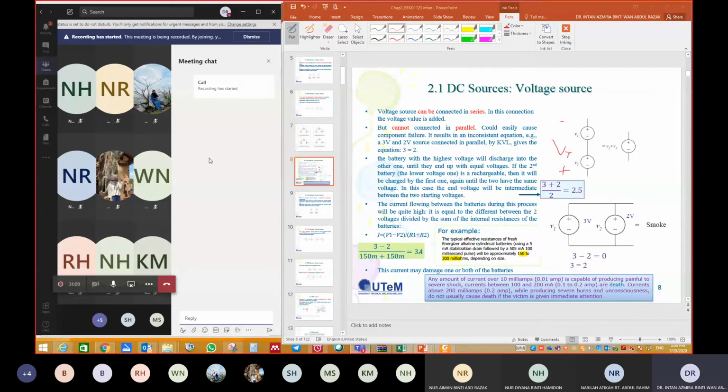Tak jelas lah, Doktor. Soalan tak clear. Dari tadi saya tak nampak nombor. Memang. Okay.